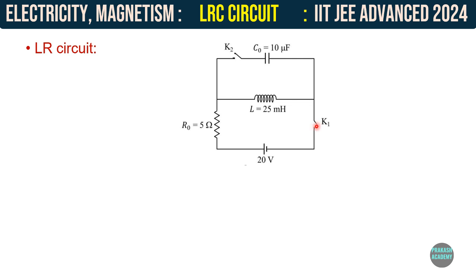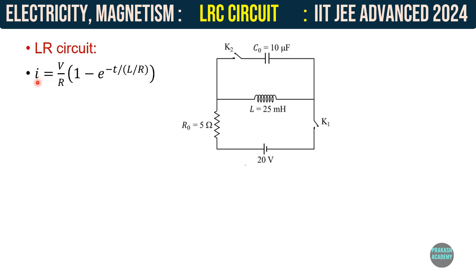Once you close this switch, that is K1, this circuit is complete. Basically, this circuit is an LR circuit. It has an inductor and it has a resistor. So, this is an LR circuit. And if you remember, in case of an LR circuit, the current is given by this formula. You have to remember this formula, and it contains the V by R term and it also contains a term like e raised to the power minus t divided by L by R.